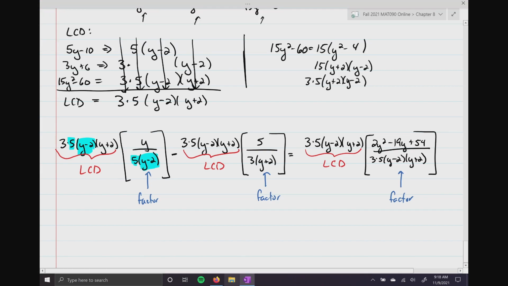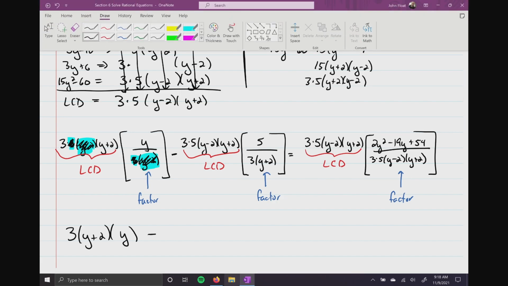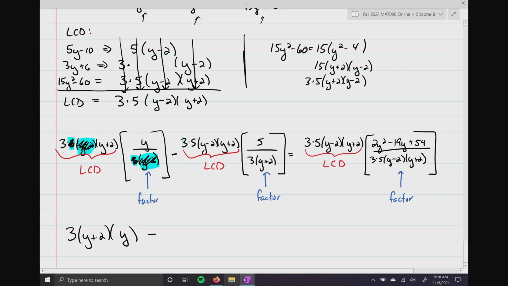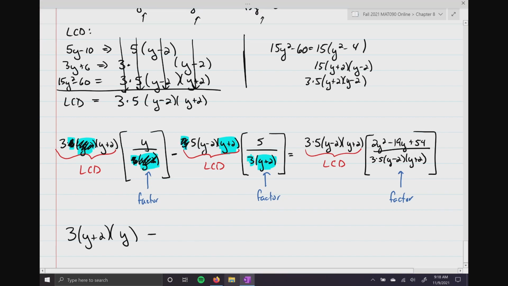All right, so let's scratch out the 5. Scratch out the y minus 2. And then we're going to write 3 times y plus 2 times y, okay? Minus. Get out the highlighter again. So I have a 3 and a 3. I have a y plus 2 and a y plus 2. So whatever's left over is what we write. So I scratch out the 3, scratch out the y plus 2.